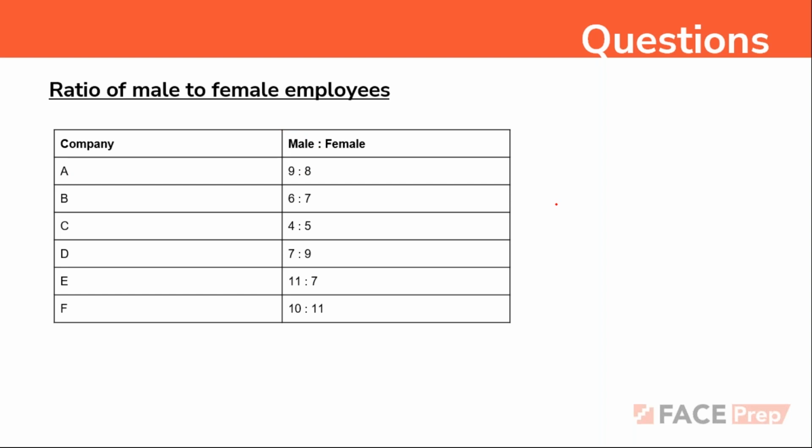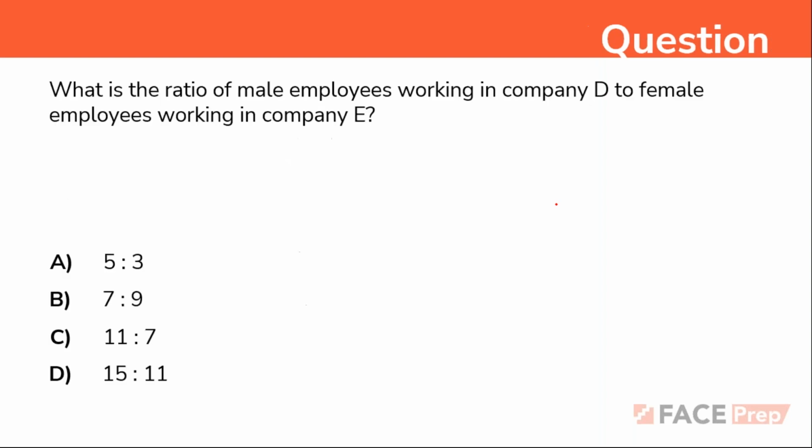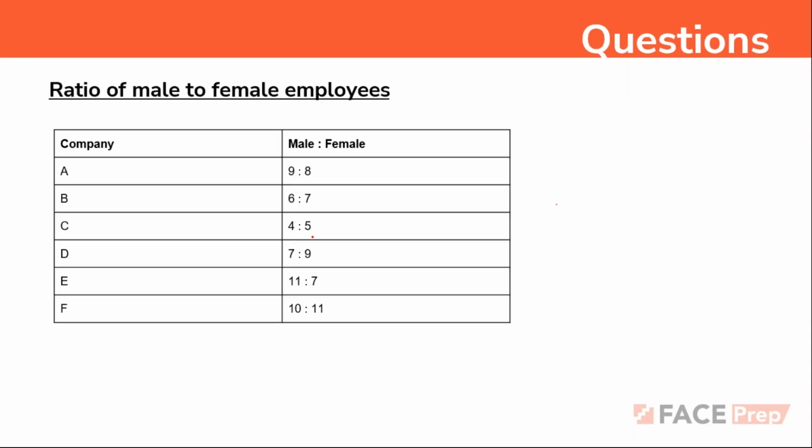Now we'll move to the question. Here is my very first question. What is the ratio of male employees working in company D to female employees working in company E? So I need to find the ratio of male employees working in company D to female employees working in company E. So in D and E, I need to do this, right? In D, they're asking about the male employees. So what is the ratio of D?